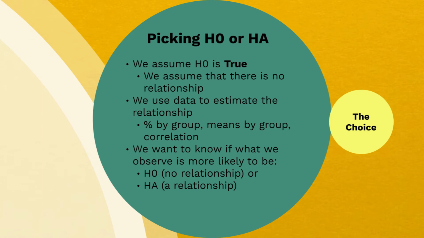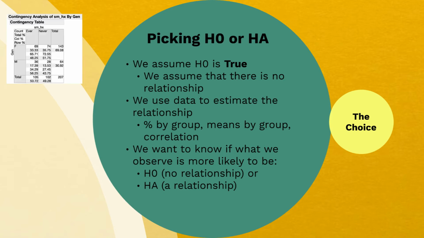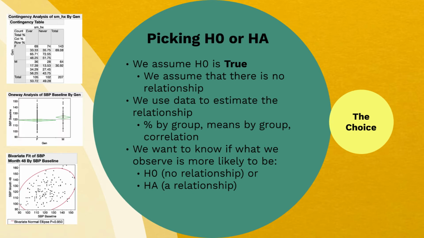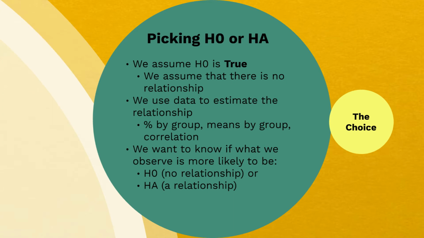We start by assuming that the null is true. We assume there is no relationship or no correlation. We will use data to estimate the relationship, either get the percent by each group, the means by each group, or the correlation measure. We want to know if what we observe from our data is more likely to be the null of no relationship or the alternative of a relationship. So how do we make that choice? We're choosing between the null and the alternative, and we want to know which is more likely given the data that we have.